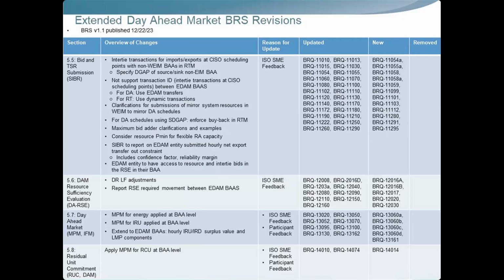We added a note that we'll be considering resource PMIN for FlexRA. In CAISO, I think there was some debate in the past of which system will be reporting the hourly net export transfer out constraint. This will be done in CAISO. That's why you'll see that information. That net export constraint includes the associated confidence factor and reliability margin variables there. And similarly, the EDAM entity will have access to resource and intertie bids in the RSC in CAISO as well. So that information will be presented in CAISO.